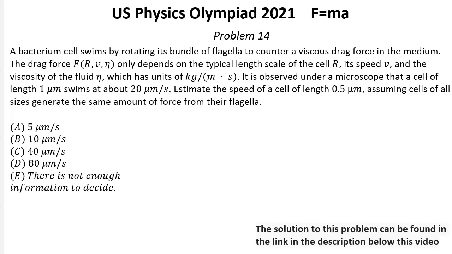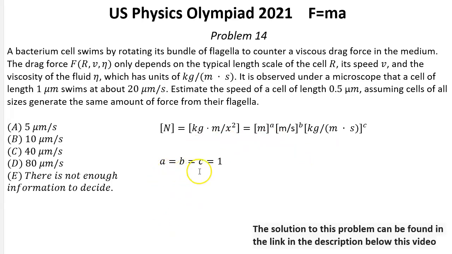Using dimensional analysis, we can see that force scale F could be found from this equation. Here on the right we have a combination of different powers for r, v, and nu. The only solution for this equation is a equal b equal c equal 1. So it means that force F is proportional to r v nu. It means that if we decrease size twice, we have to increase speed twice. So it means that correct answer is C, and that was solution for problem number 14.